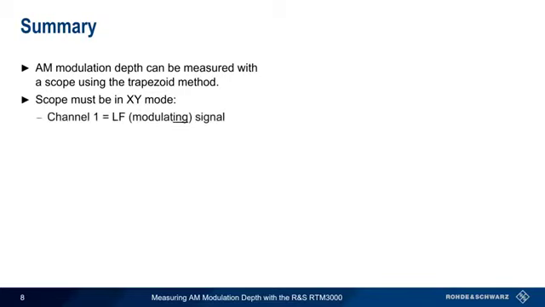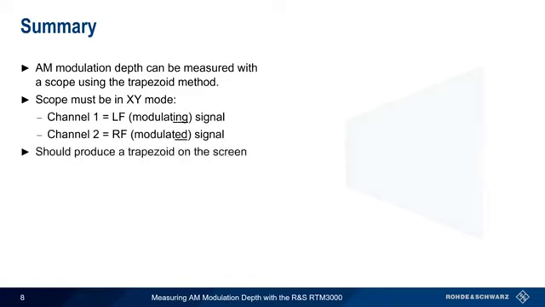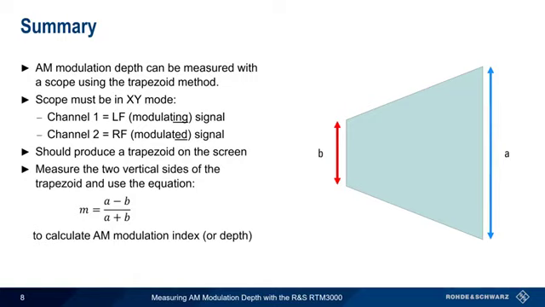Let's end with a short review. This presentation showed how AM modulation depth can be measured on an oscilloscope using the trapezoid method. This method requires the scope to be in XY mode with channel 1 connected to the low-frequency modulating signal and channel 2 connected to the modulated RF signal. This should produce a trapezoid on the screen. We then measure the two vertical edges of the trapezoid and use our simple equation to calculate the AM modulation index or depth. This concludes our presentation, Measuring AM Modulation Depth with the Rohde & Schwarz RTM3000.